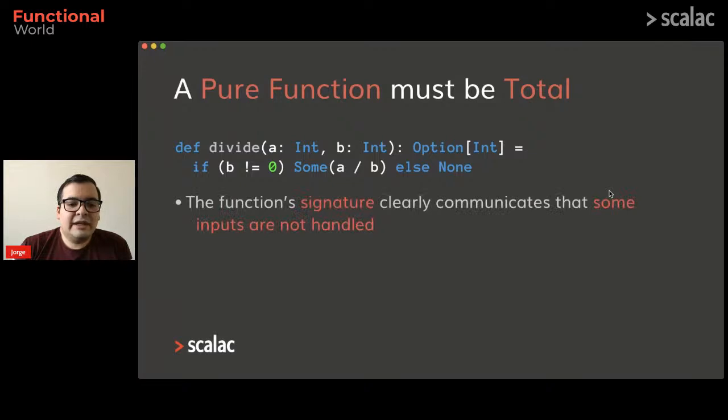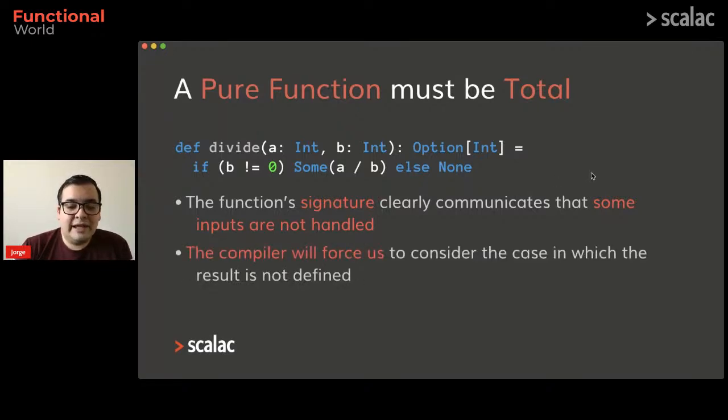So now this function is total. The function's signature clearly communicates that some inputs are not handled. So now just by looking at the signature, without looking at the implementation, we can know that there are some cases in which we're not going to get an int. That's why the function says that it returns an option of an int. The compiler then will force us to consider the case in which the result is not defined, because now we're returning an option, not just an integer. And because of this, there are no runtime exceptions. So that's really great.